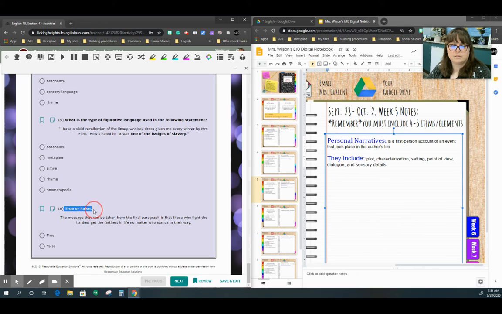16. True or false? The message that can be taken from the final paragraph is that those who fight the hardest get the farthest in life, no matter who stands in their way.